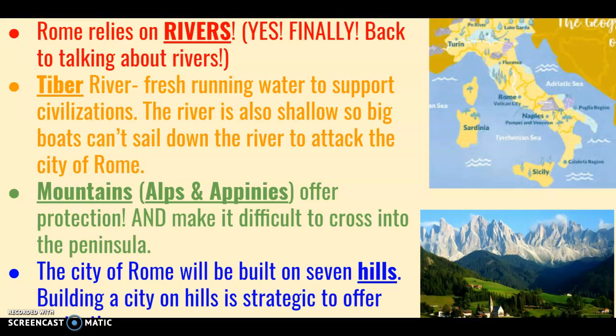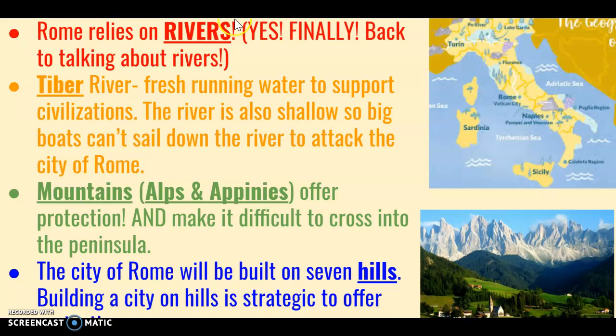Mountains. The Alps and the Apennines offer protection. The Alps, again, are at the top, and the Apennines are in the middle. The Alps make it really difficult for people to travel into the peninsula. The Apennines are also going to make travel a little difficult being in the center of the peninsula.